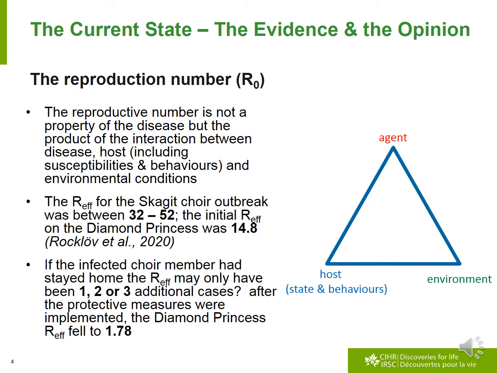Another point that I found very relevant is the fact that the reproduction number is not just a property of the disease, but the product of the interaction between disease, host, and environmental conditions. For instance, the Skagit choir outbreak has an effective reproduction number of 32 to 52, but if that one choir member had stayed home, their effective reproduction number would have been 1, 2, or 3. The Diamond Princess is a similar example.